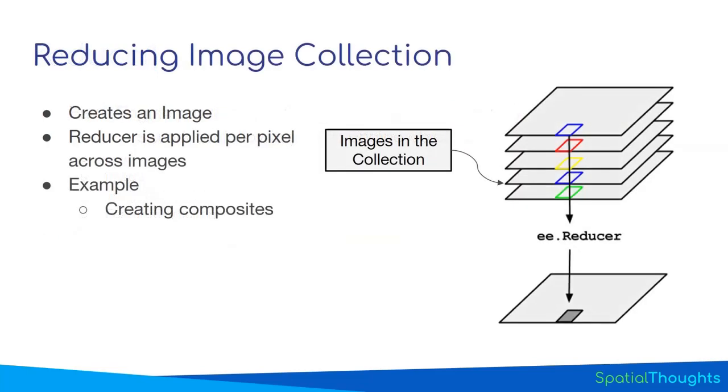Here you see what happens if you reduce an image collection. It creates a new image, and the reducer is applied for each pixel individually across the images. And this can be used for creating composites.